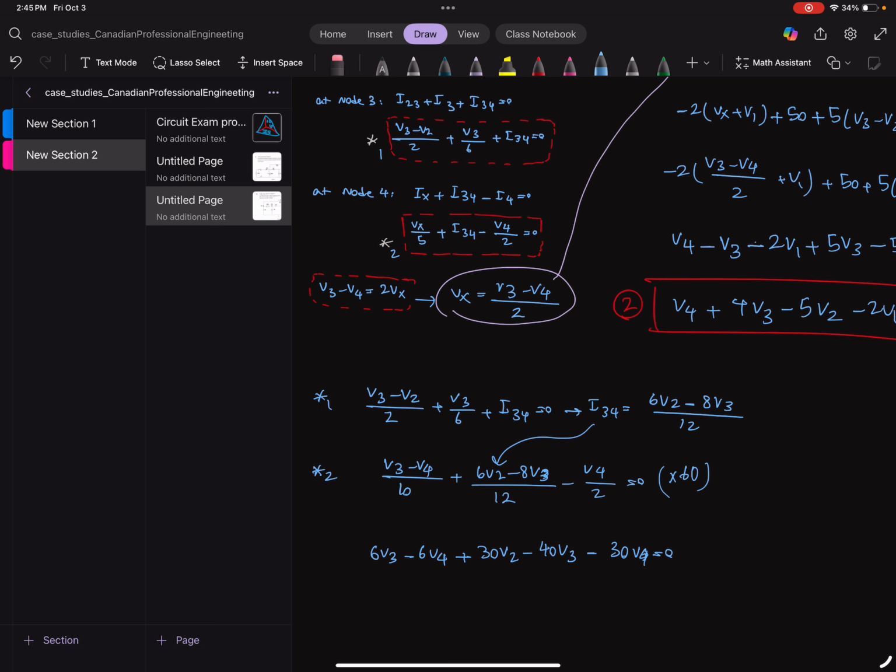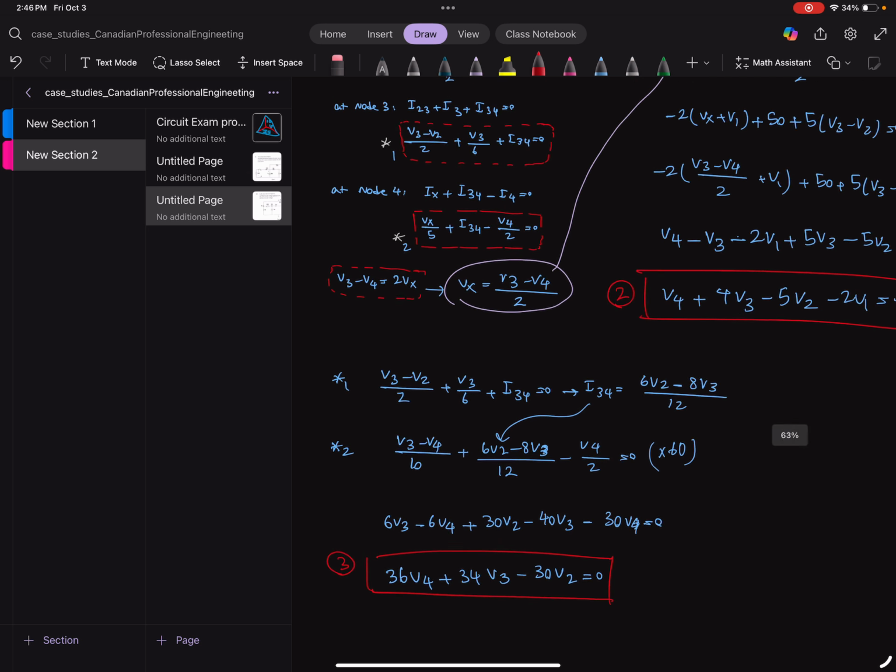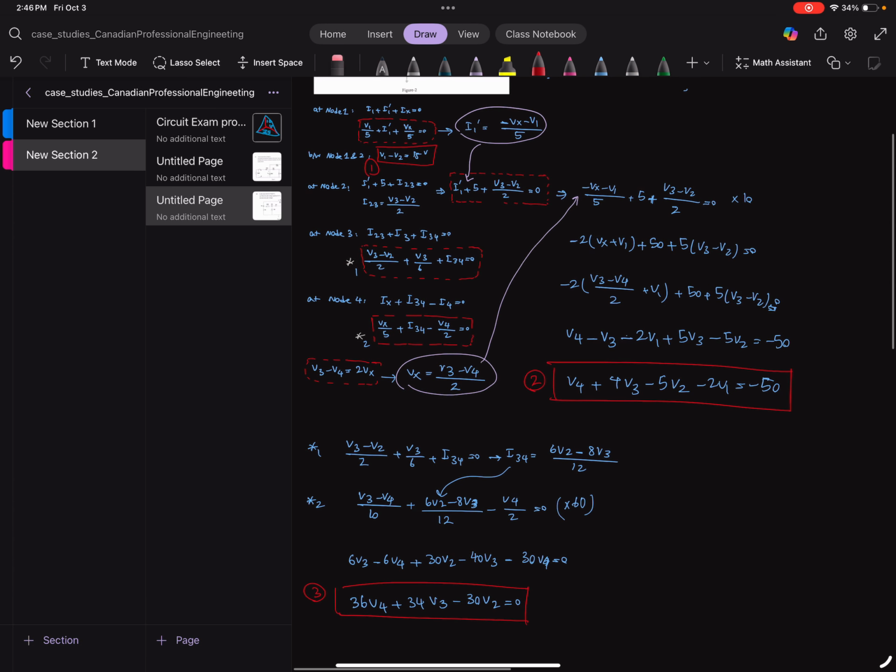The other side stays 0, so we have a lot of v4. Minus 30 v4, oh no, minus 36 v4. You can multiply it by minus 2 if you don't forget. So that's like 36 v4, 6 v3 here, minus 34 plus 34 v3 plus 30 v2, which is minus v2, and this is 0. Okay, so this is our third equation, if I didn't make a mistake. Okay, and then what else?